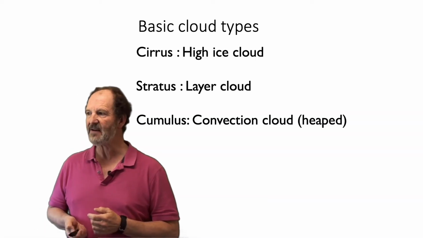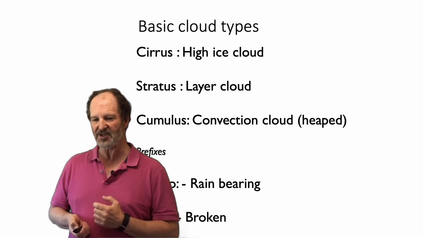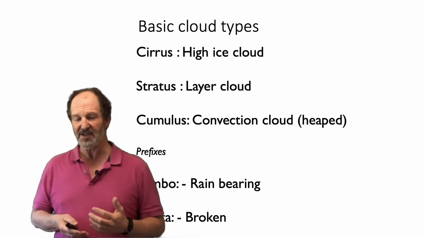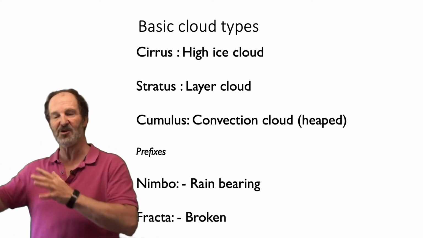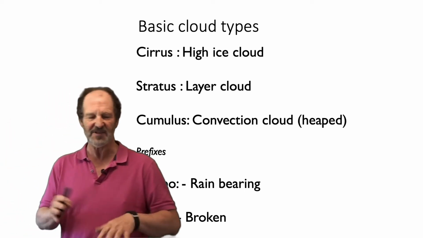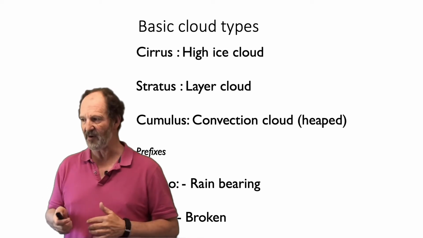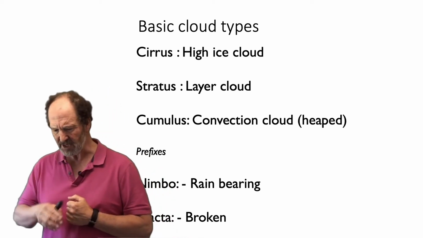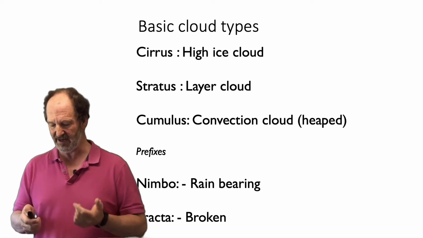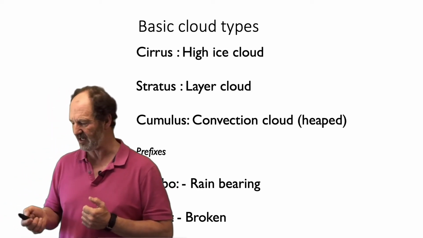And then there are prefixes that we add to them. Fracta means broken. So if you have a fracta stratus, it means it's cracked up into little pieces. Fracta is obviously the same root as fracture, same as breaking your arm. And the other one is nimbo, which means rain bearing. So a nimbostratus is a layer of cloud which is raining.